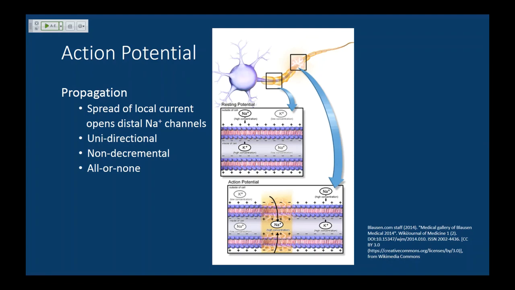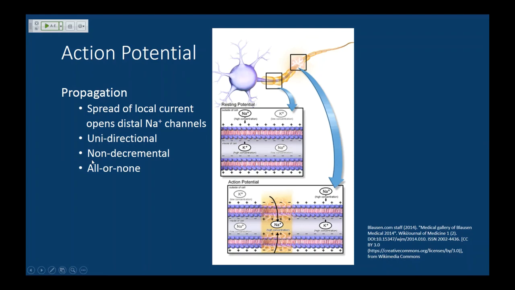Part of the reason I was stressing the absolute refractory period so much is that this local sodium current can go bidirectional down the axon, but going backwards isn't going to open those sodium channels anymore because they're still in the absolute refractory period. Even though this positive charge is going to move this way also, it's not going to matter because those sodium channels are still inactivated, and therefore the action potential is unidirectional and only travels distally down the axon. It can't go back up. That's a pretty important concept, so I wanted to make sure you understood that.